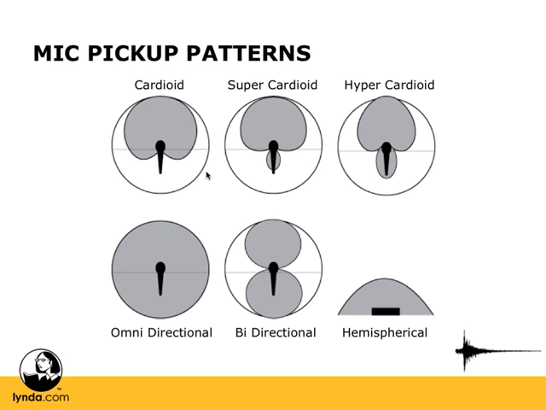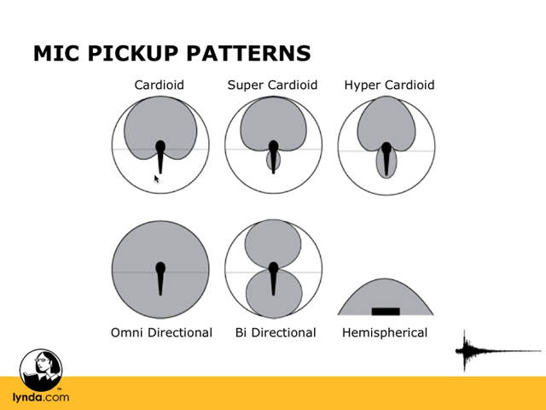Now, another important characteristic of microphones is their pickup pattern. What this ultimately is, is where a microphone is looking for sound and where it's not paying attention to the sound that's around it. So in these charts, I have a gray area that represents the pickup pattern type, and then the white circle would represent 360 degrees around the microphone.